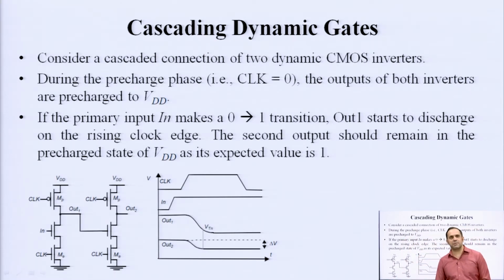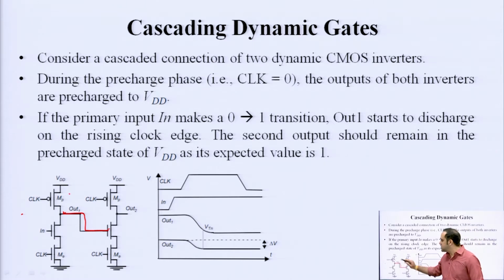The circuit diagram shown is a simple cascaded connection, or a simple series connection, of two dynamic CMOS inverters. The circuit on the left has been directly connected to the circuit on the right by a simple piece of wire. The output of the first stage, labeled out 1, is connected as input to the second stage.